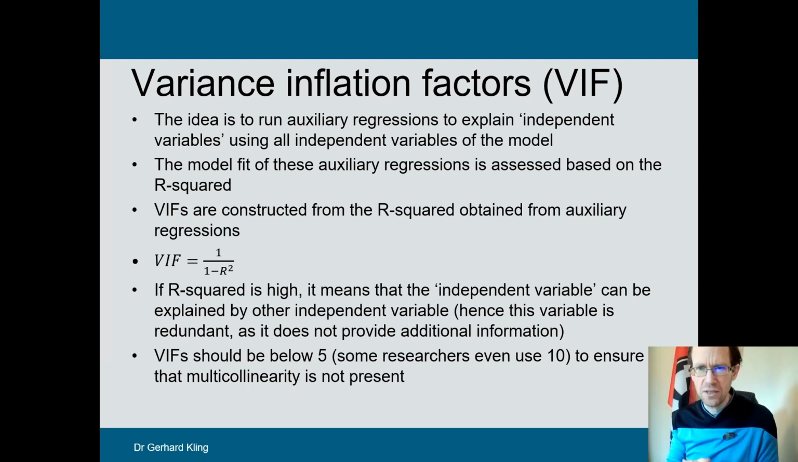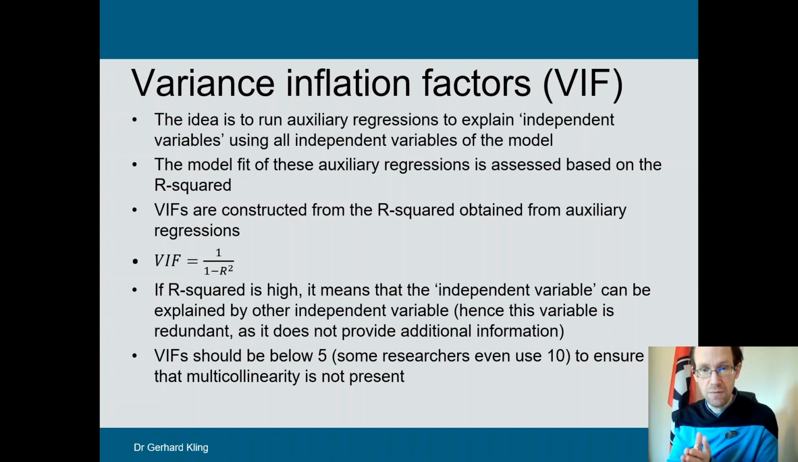So what you basically do is you run further regressions on your independent variables, and you try to explain one independent variable using all the other independent variables. And you do this for all the variables in your model. You obtain an R-squared from these regressions, and then you calculate the variance inflation factor by taking 1 divided by 1 minus the R-squared.